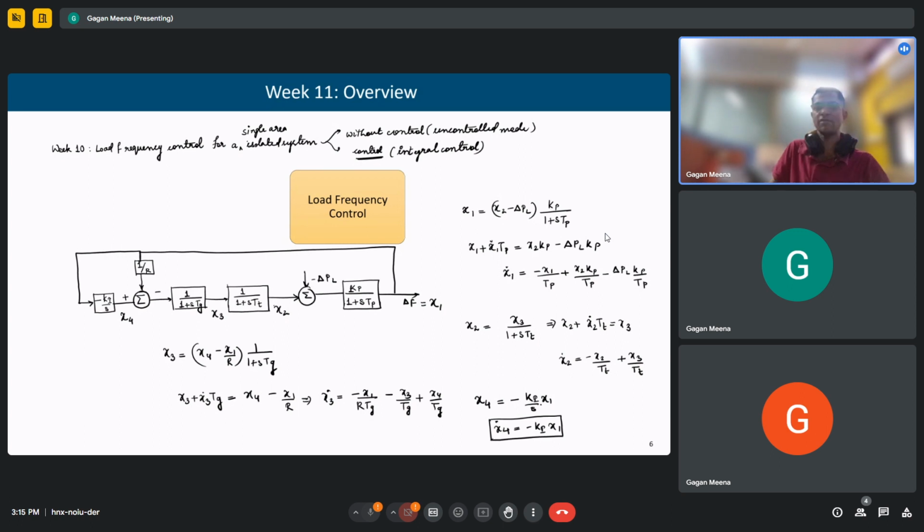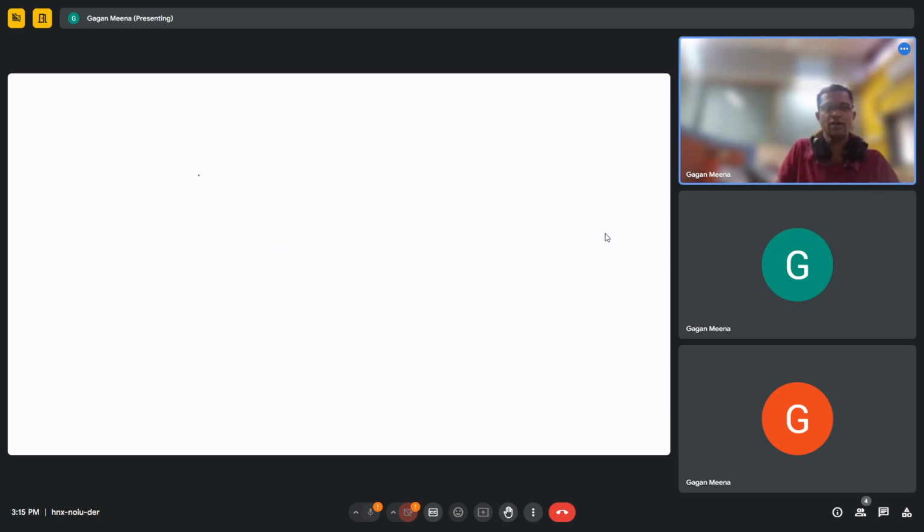Now we have all these X1 dot, X2 dot, X3 dot, and X4 dot. We can simply write them in matrix form: X1 dot, X2 dot, X3 dot, and X4 dot, in the form X dot is equal to A X plus B U plus Gamma P, where A is the state transition matrix, B is the control transition matrix, and Gamma is the disturbance transition matrix.